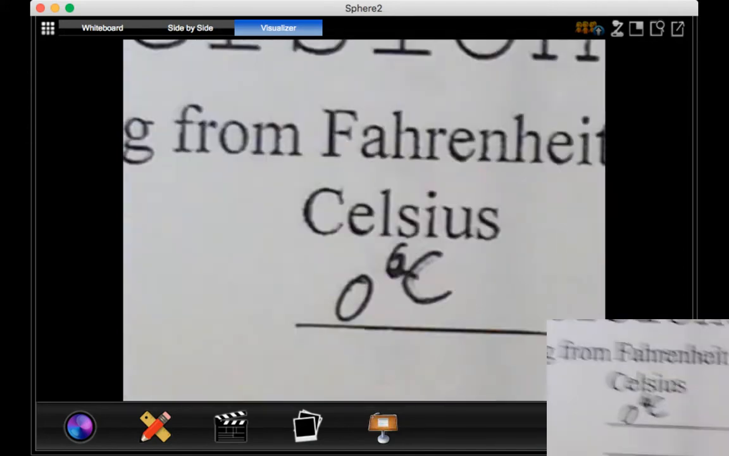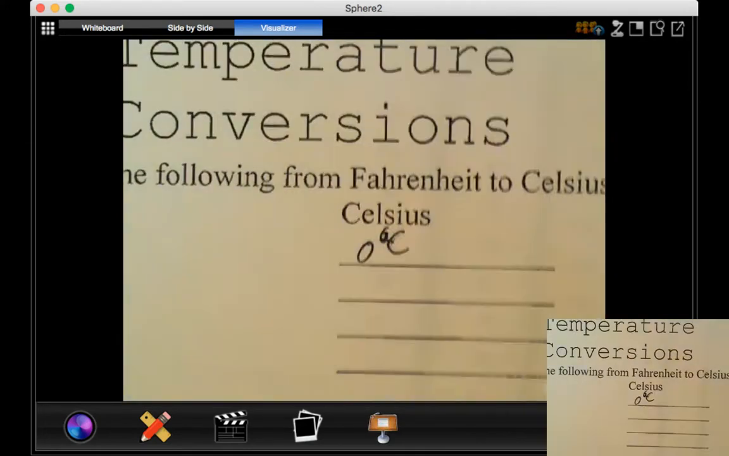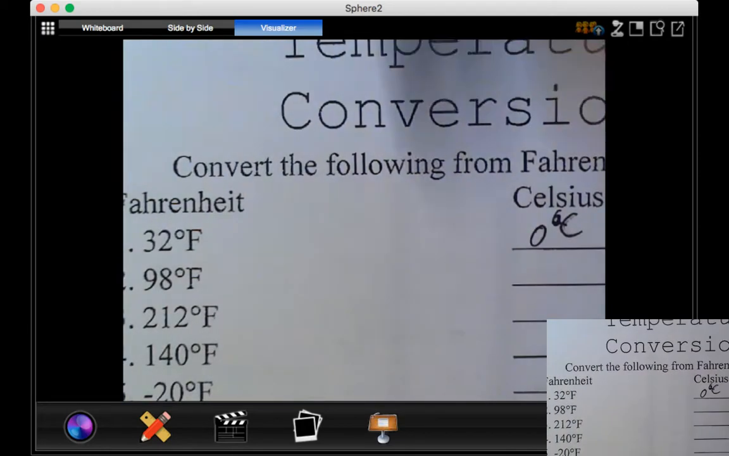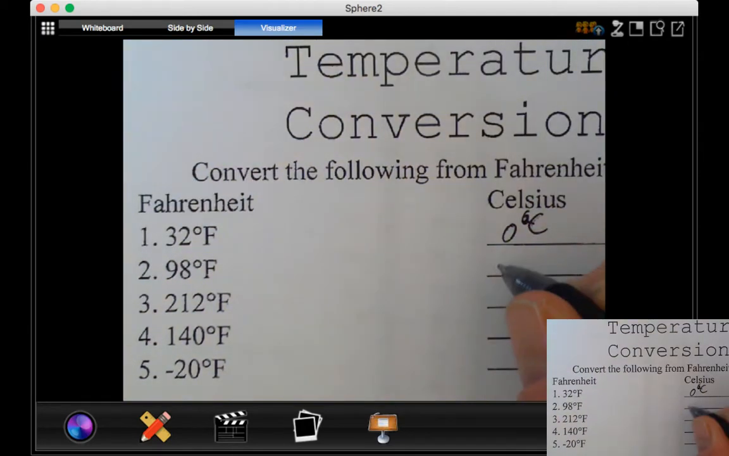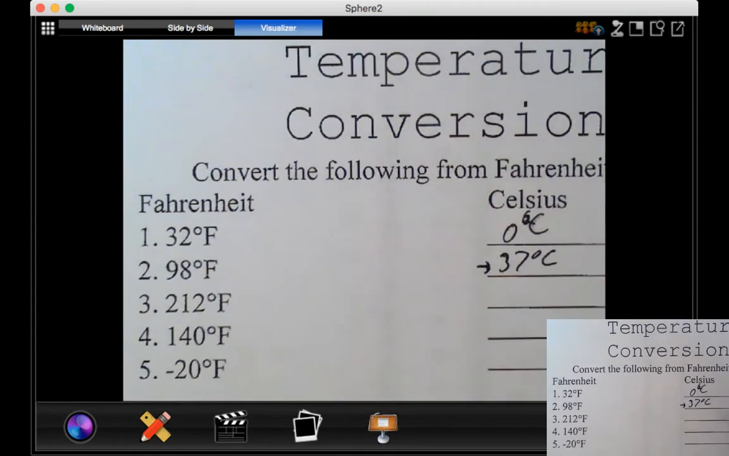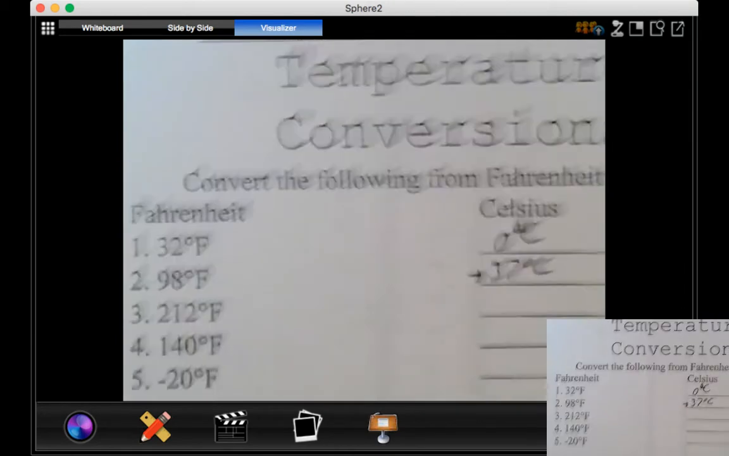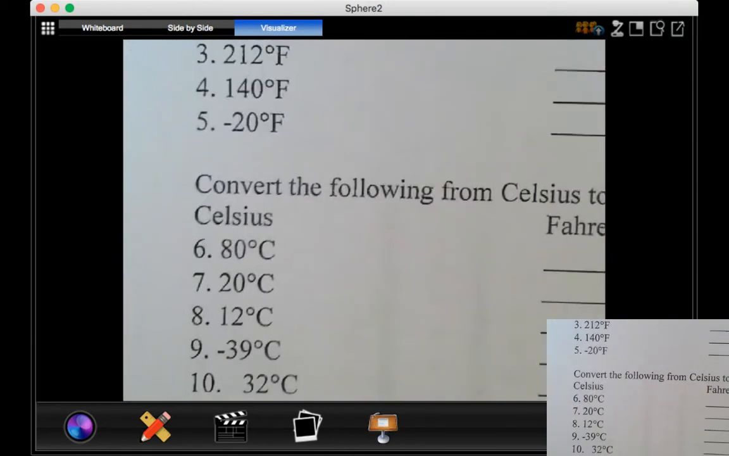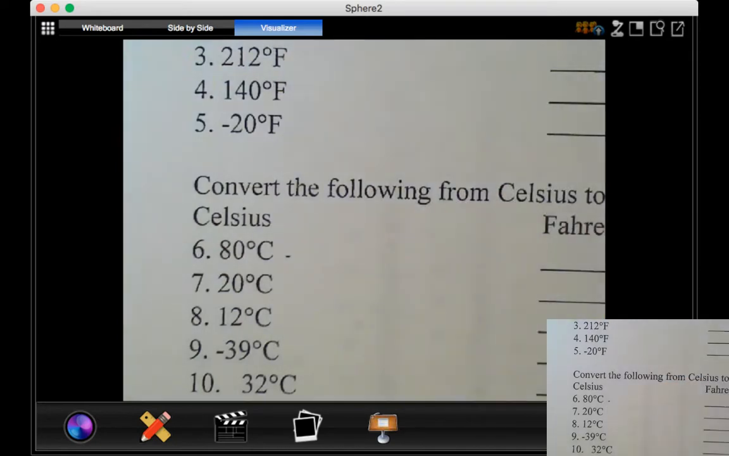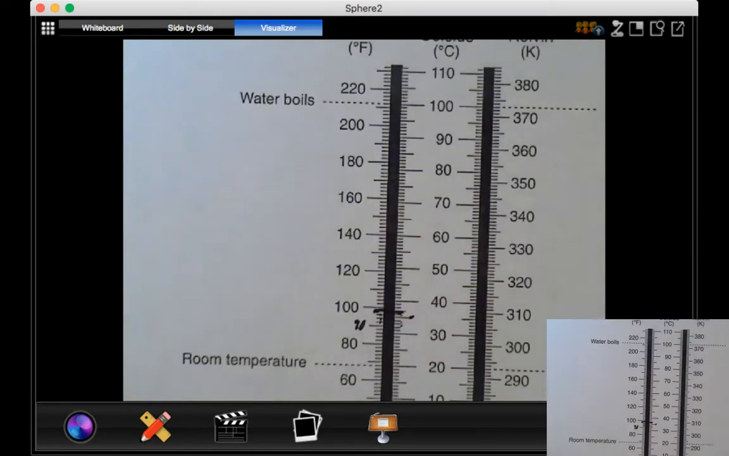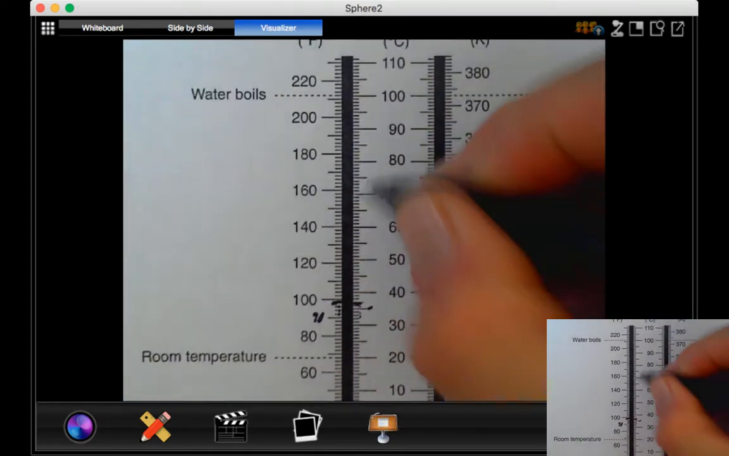Okay, so the first one is right there. The second one, 98, was 37 degrees Celsius. You're actually going to need to know that for biology next year, okay? So that's good to know. Now let's do a Celsius to Fahrenheit conversion. And here we have our first one, 80 degrees Celsius. What's that in Fahrenheit? We have to find 80 Celsius. Well, here it is, right here.